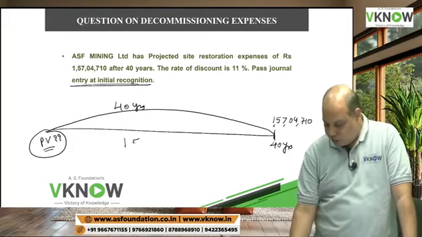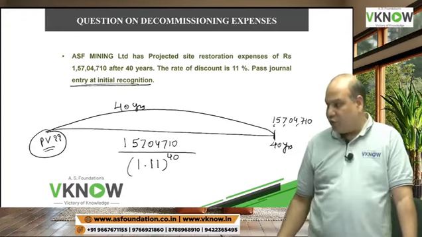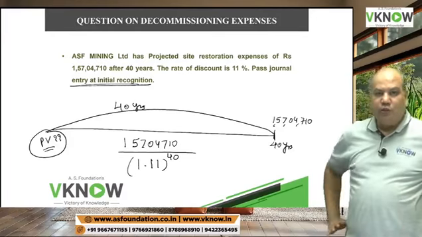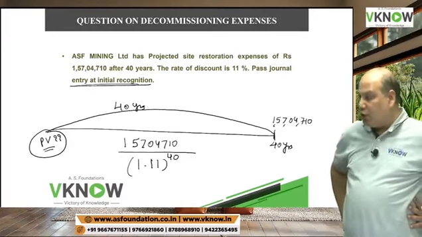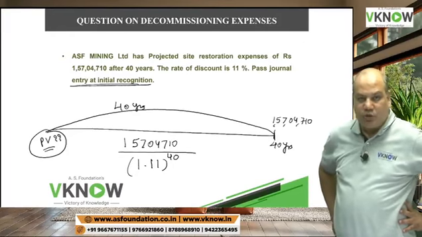So how do you calculate the present value? Take this number, divide by discount rate 1.11 to the power 40. Try yourself now. Such questions you will not find in study material, but the concept needs to be understood by taking present value, otherwise you will not understand.